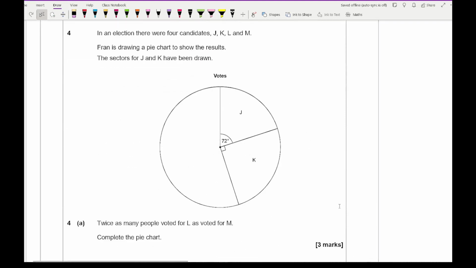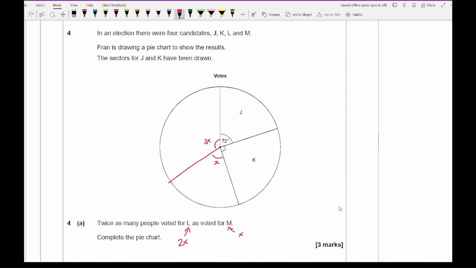Moving on to question 4, it says that in an election there were 4 candidates, J, K, L and M. Fran is drawing a pie chart to show the results. The sectors for J and K have been drawn. Twice as many people voted for L as voted for M. Complete the pie chart. So for this, what we need to do is basically split this up. If we say that M is X, then L is going to be 2X because there's twice as many. We know that angles around a circle add up to 360. So if I draw a fictitious line here, then this is going to be X and that is going to be 2X.